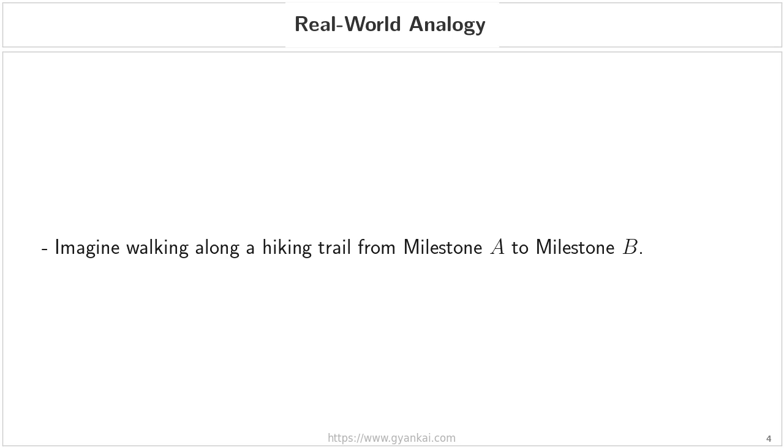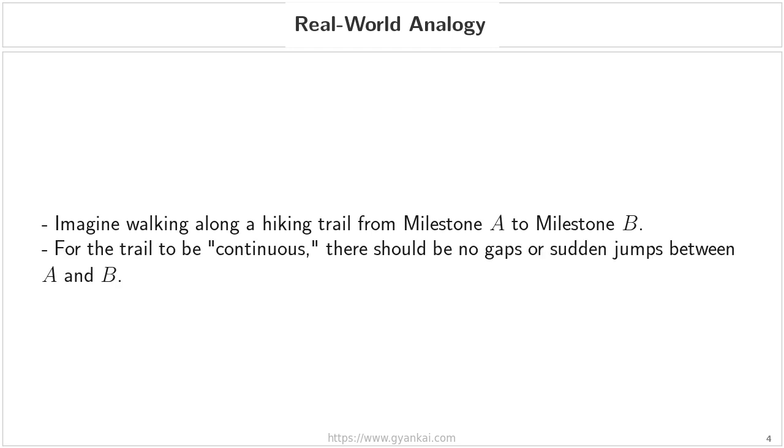Real-world analogy. Now, to help you visualize the three technical conditions we just discussed in the previous slide, let's use a real-world analogy. Imagine you are walking along a hiking trail that begins at milestone A and ends at milestone B. In this scenario, for the trail to be considered continuous, there should be no gaps, broken bridges, or sudden jumps in the path as you travel between milestone A and milestone B. This represents the first condition we mentioned, continuity on the open interval.